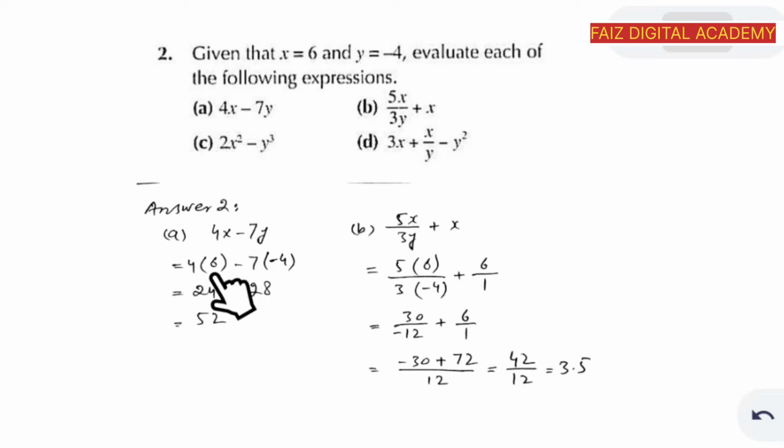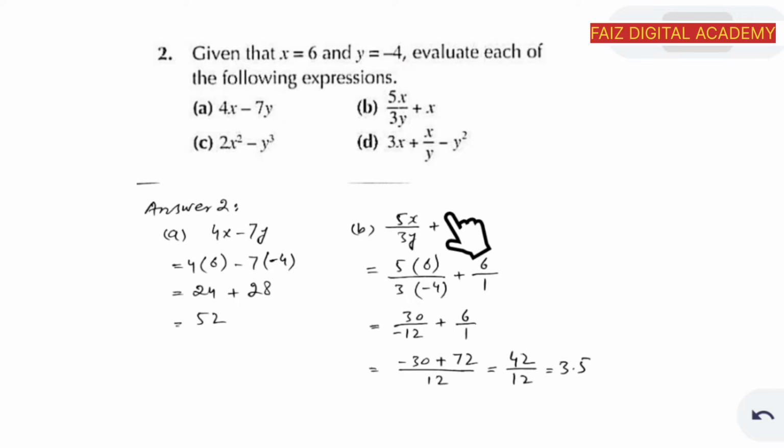Then we multiply 6 with 4 and get 24. This minus minus is plus, and 7 fours are 28, and again this plus plus will be plus, and both of these values are added to get the answer 52.